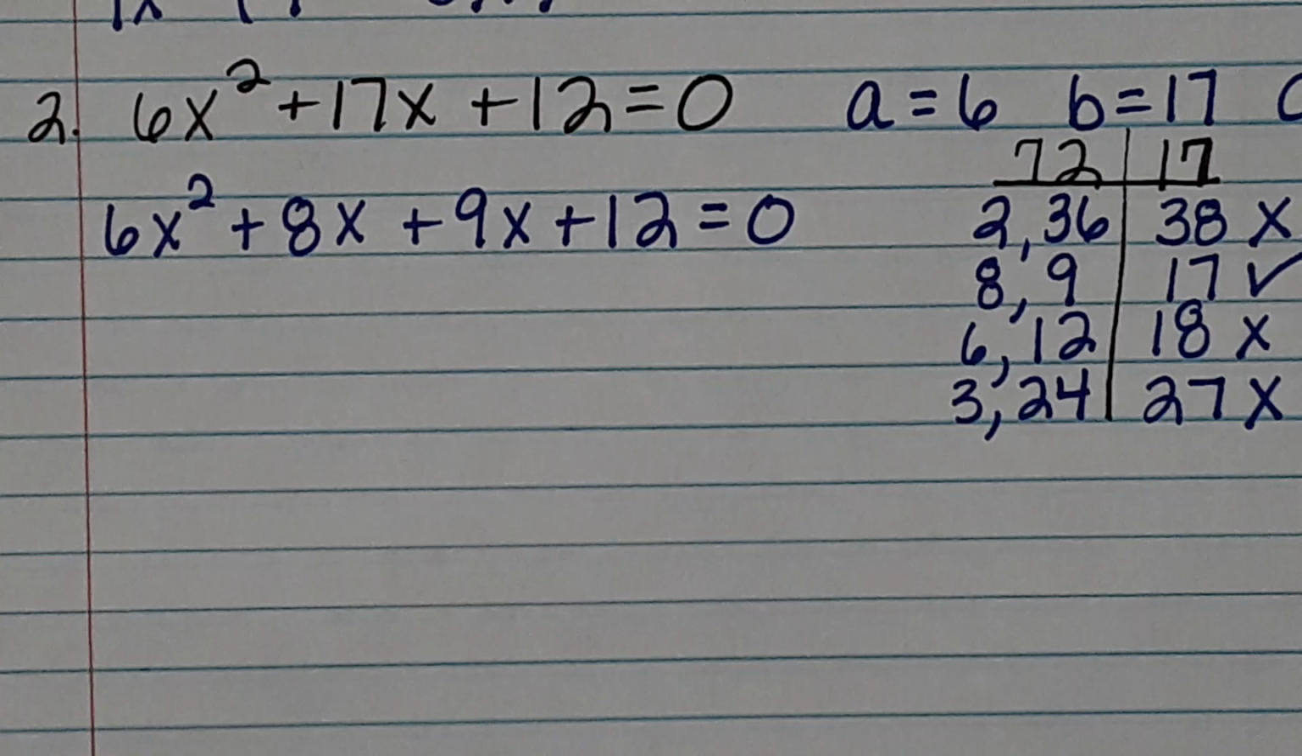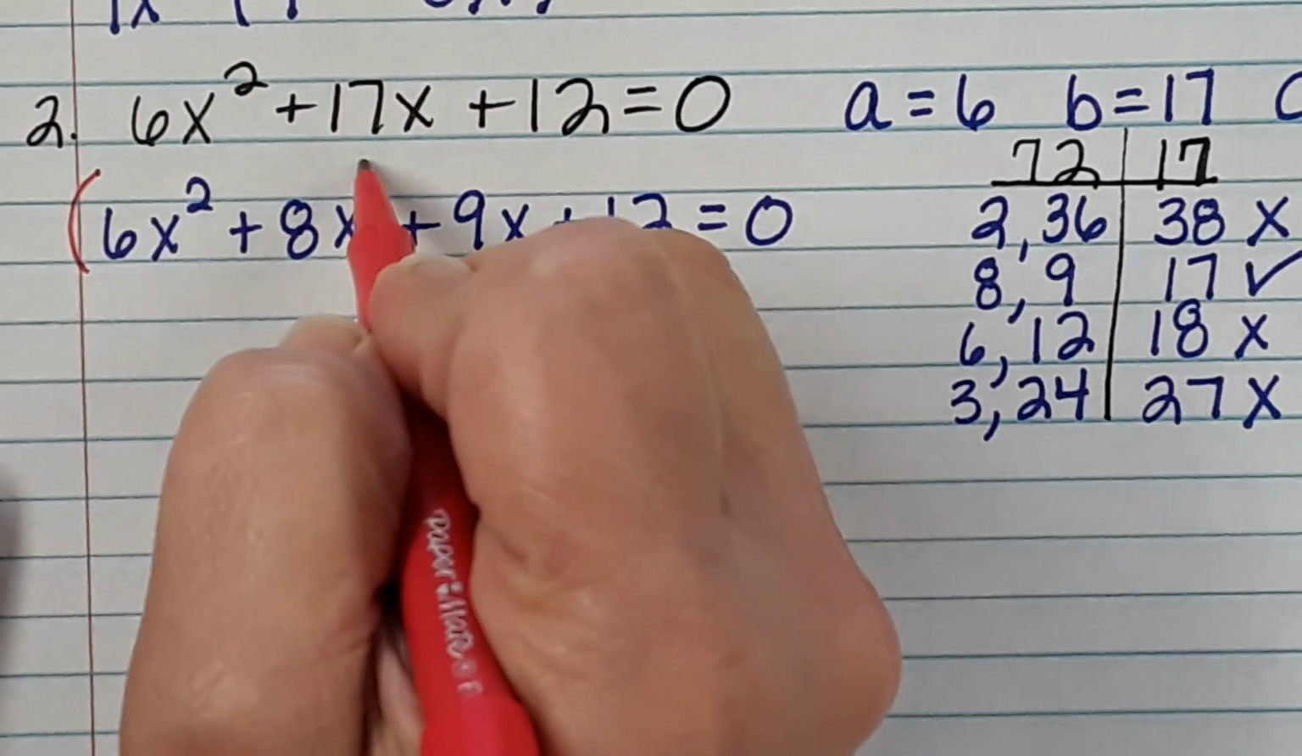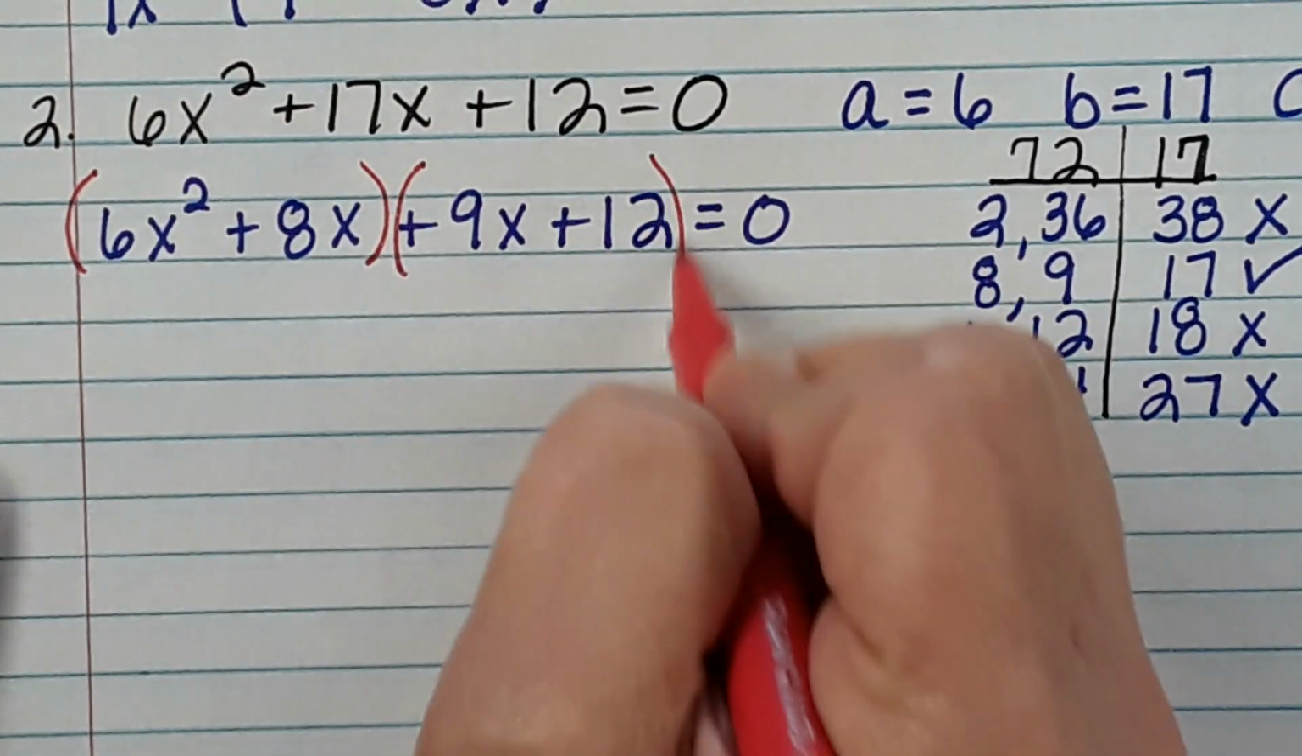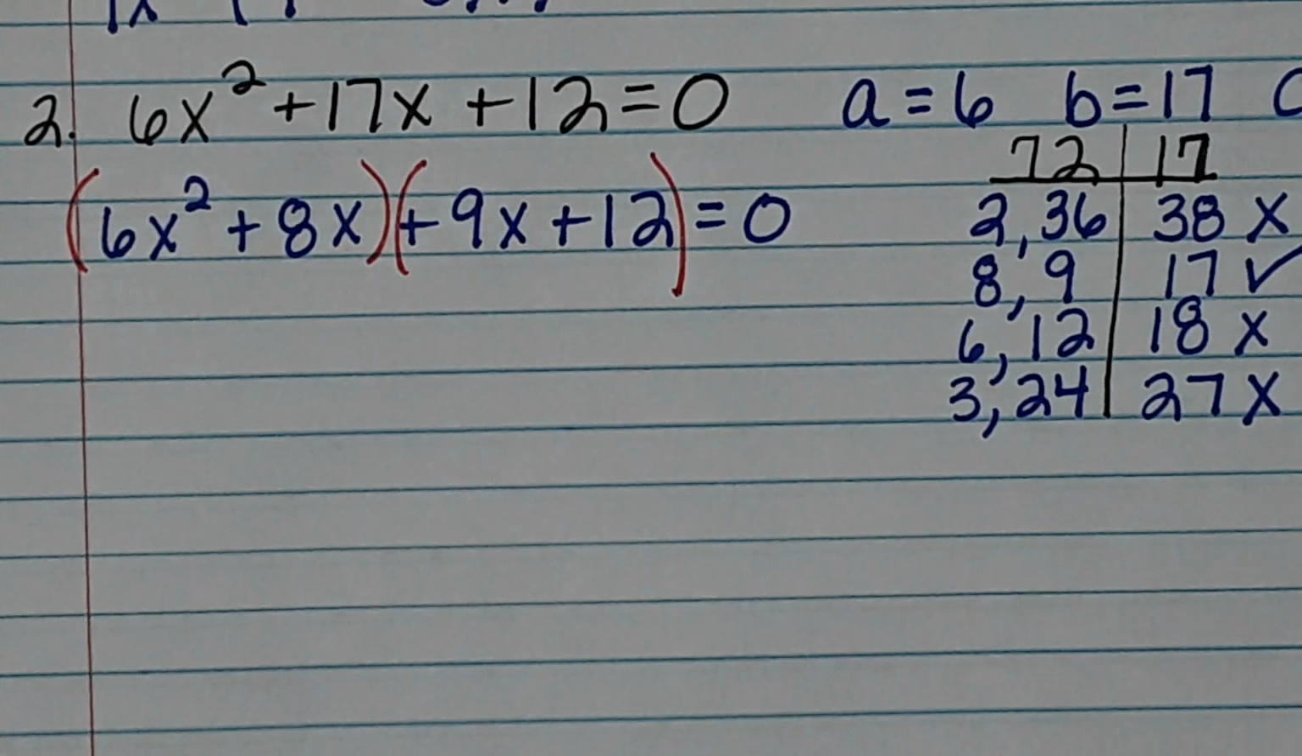Not yet. No, we don't want to combine them because if we combine them, we'll get the original problem. Parentheses around 6x squared and 8x and then minus 12. Yep, we group them. We're going to group the first two terms together. We're going to group the second two terms together. Now, we're going back to that GCF.